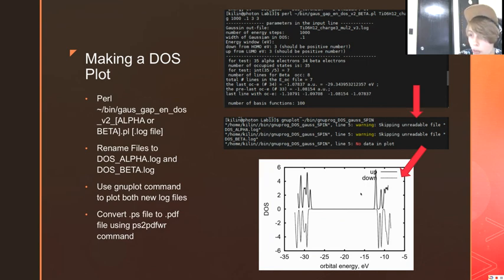Then just use the gnuplot command to plot both new log files, as shown in that second picture, and next convert the PS file to PDF using the ps2pdfwr command. Then you are able to view the file created, and it will show the plot in the bottom picture there. So next. That should be it.